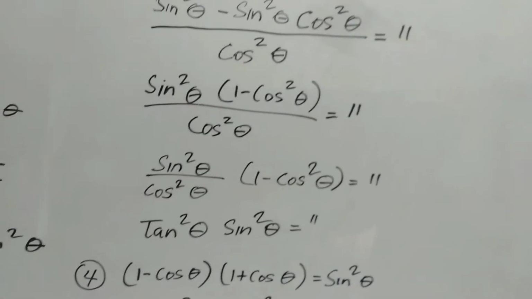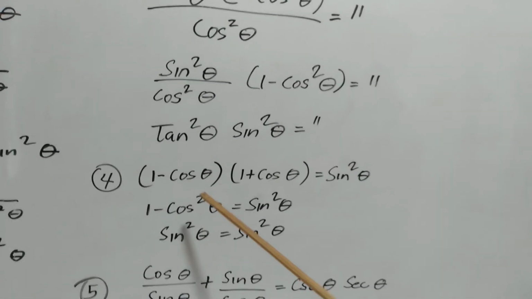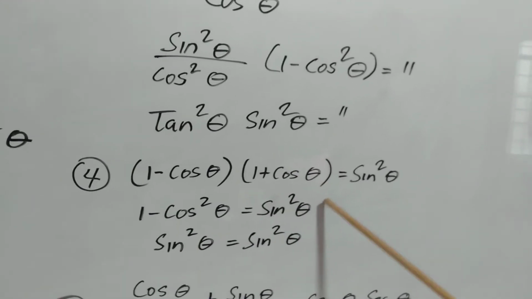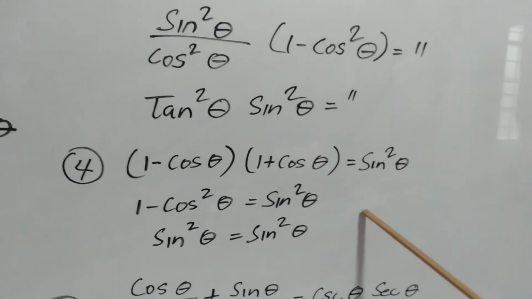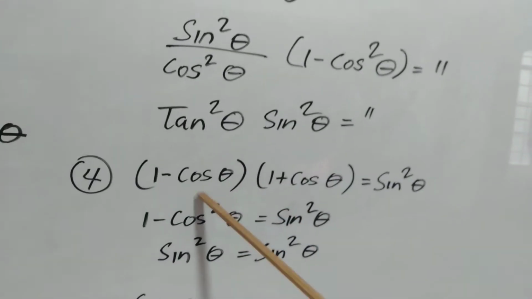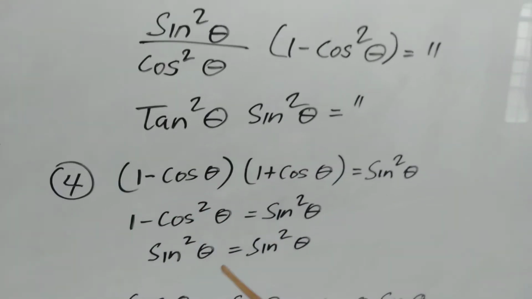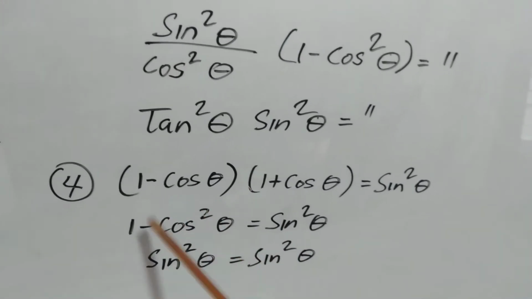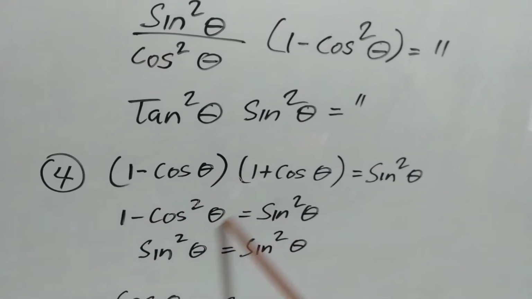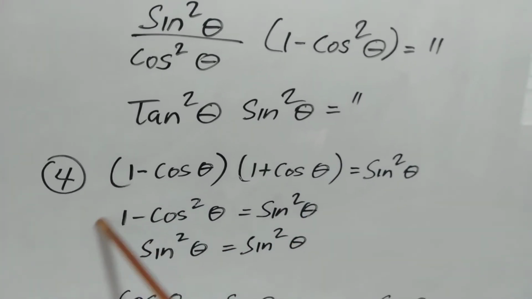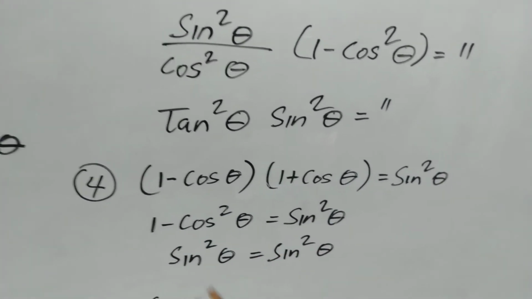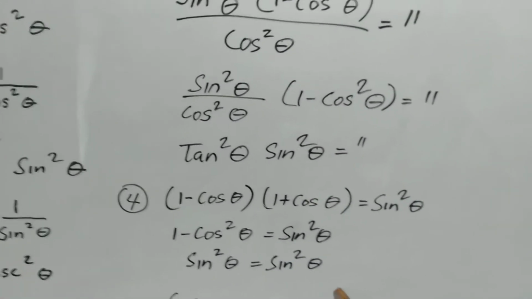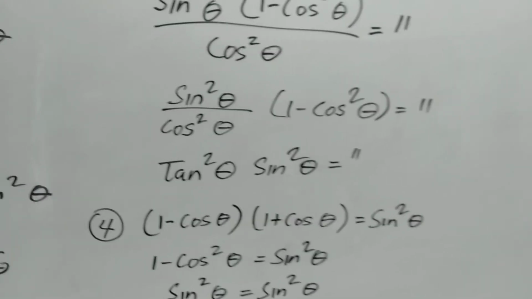For number 4, we have here 1 minus cosine squared theta: 1 minus cosine theta times quantity 1 plus cosine theta. That should be equal to sine squared theta. So if we multiply these two terms here, we're going to get the difference of two squares, which is 1 minus cosine squared theta. This portion here, as we have derived, is equal to sine squared theta.